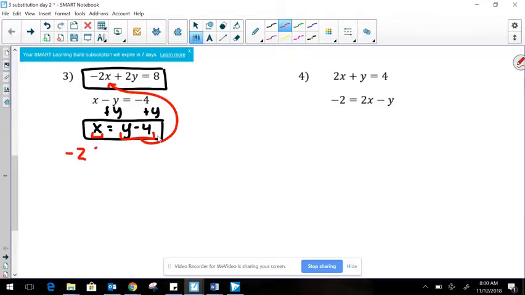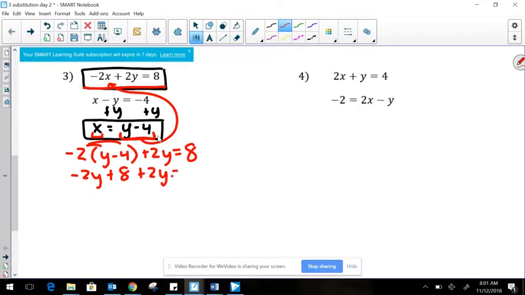So I have negative 2, and now times y minus 4. And then I have plus 2y. I'm just looking up right here. Is equal to 8. Okay, and now, like we did in the last problem, I'm going to distribute. So I have negative 2y plus 8 plus 2y is equal to 8.